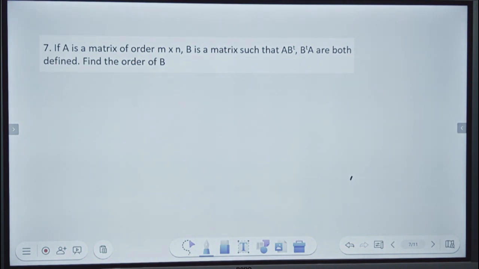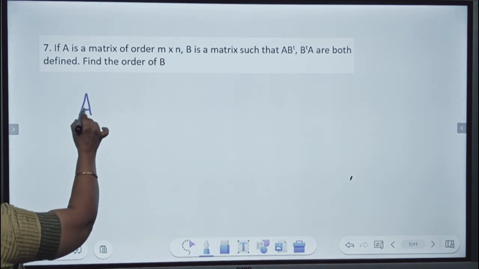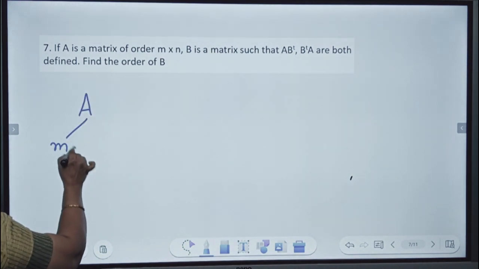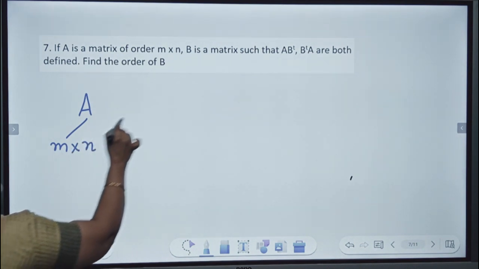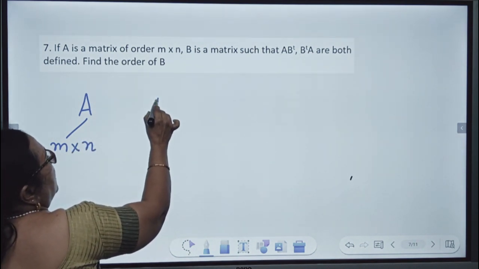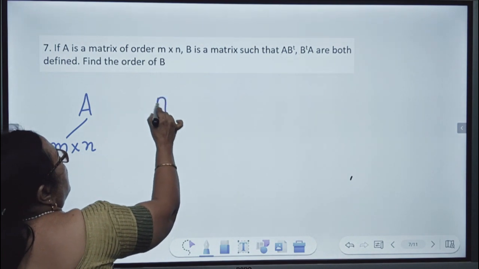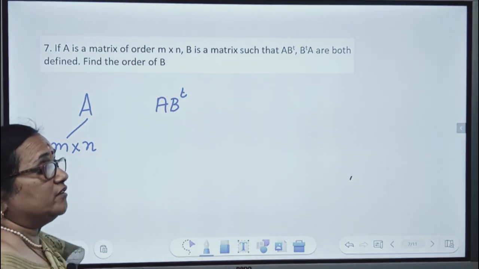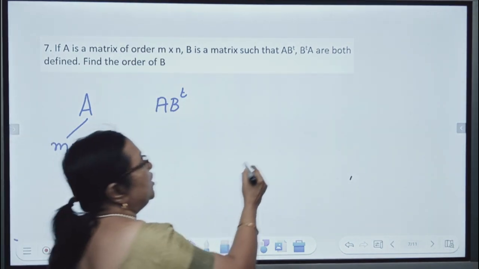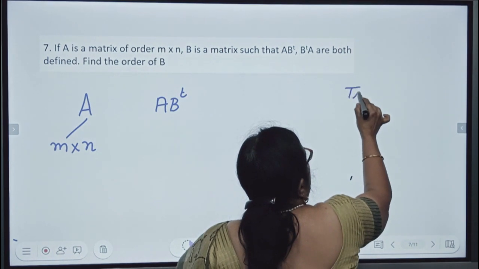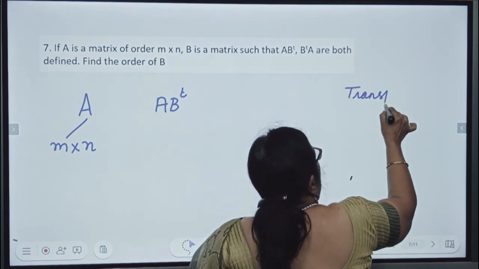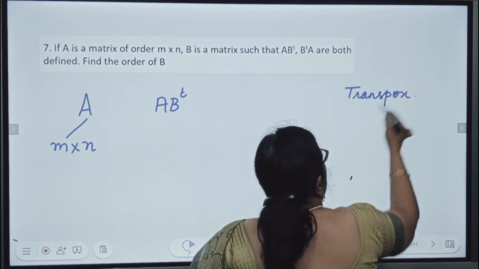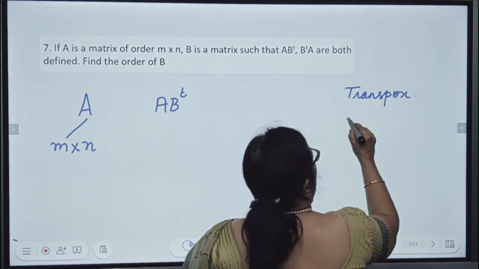If A is a matrix of order m by n, and B is a matrix such that AB transpose. So suddenly I am using the word transpose. What is the meaning of transpose of a matrix? As the name itself suggests, we will interchange the rows and columns.